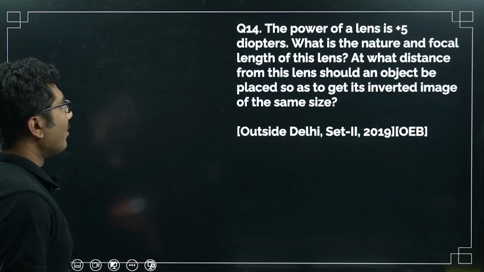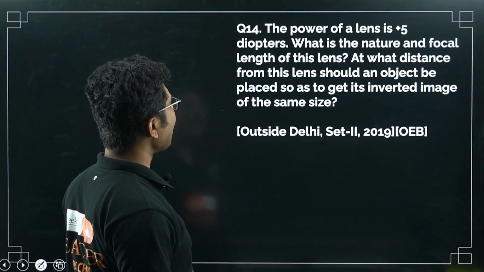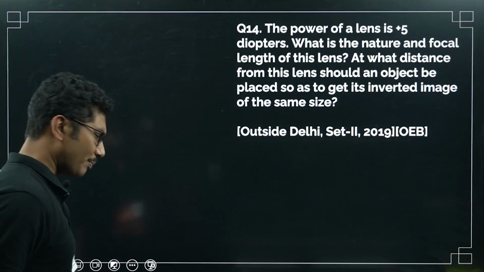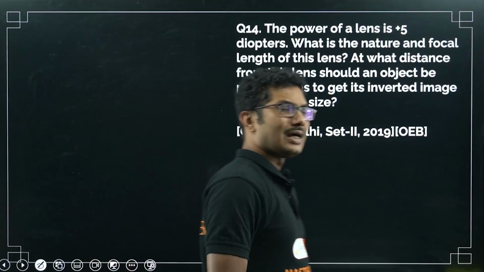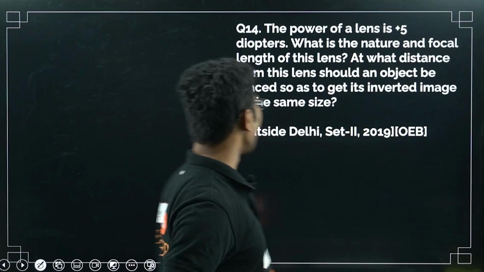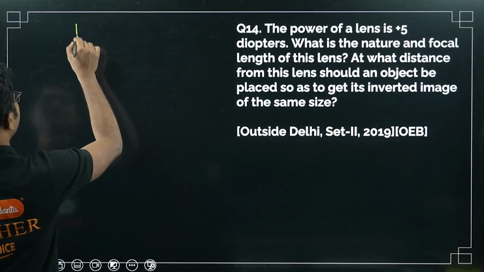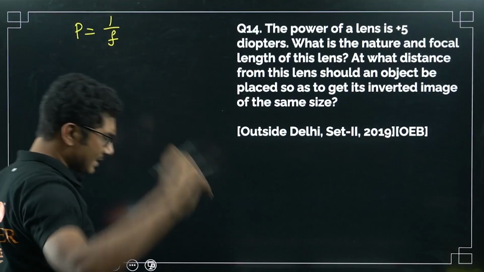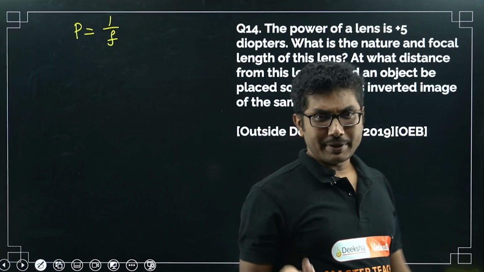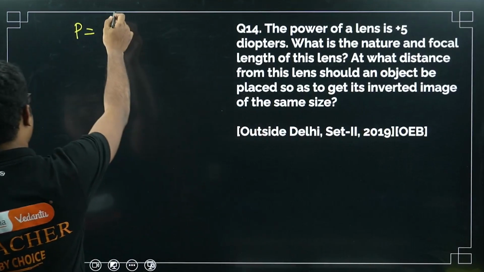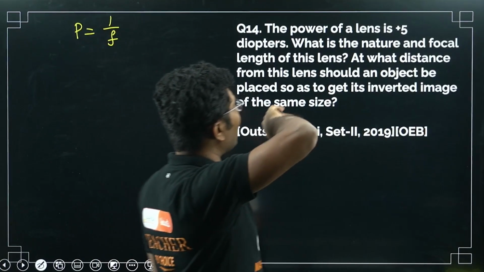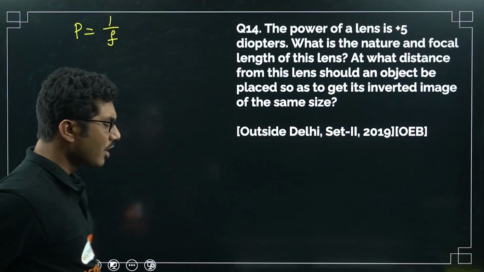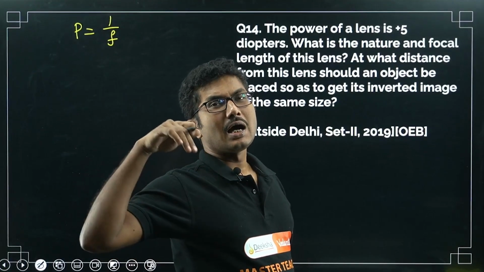Okay, the power of a lens is plus 5 diopters. What is the nature and focal length of this lens? So plus power means it is a convex lens. We know that power of a lens is given by 1 by f, when f is expressed in meters. If it is in centimeters, then you have to write this as 100 by f. Because power is positive, that means focal length is also positive. Focal length positive means it is a convex lens.